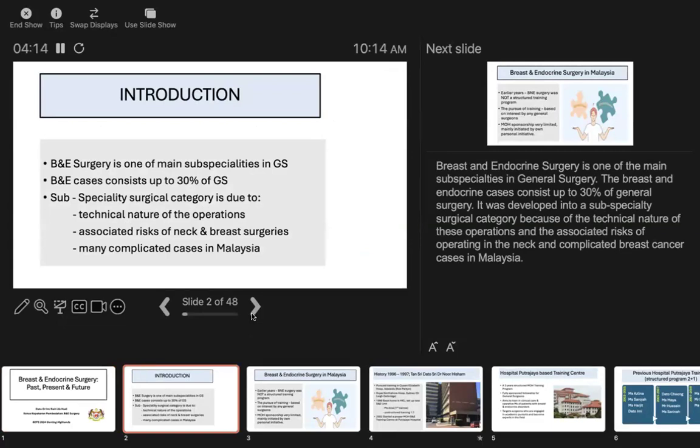Our cases are usually associated with a lot of risk, because you are operating in the neck as well as on the breast. In the neck, you might be involved with all the major vessels or major structures, and in breast surgery, you may be involved in cosmetic surgery. As we all know, in Malaysia we have so many complicated cases in breast and endocrine surgery.